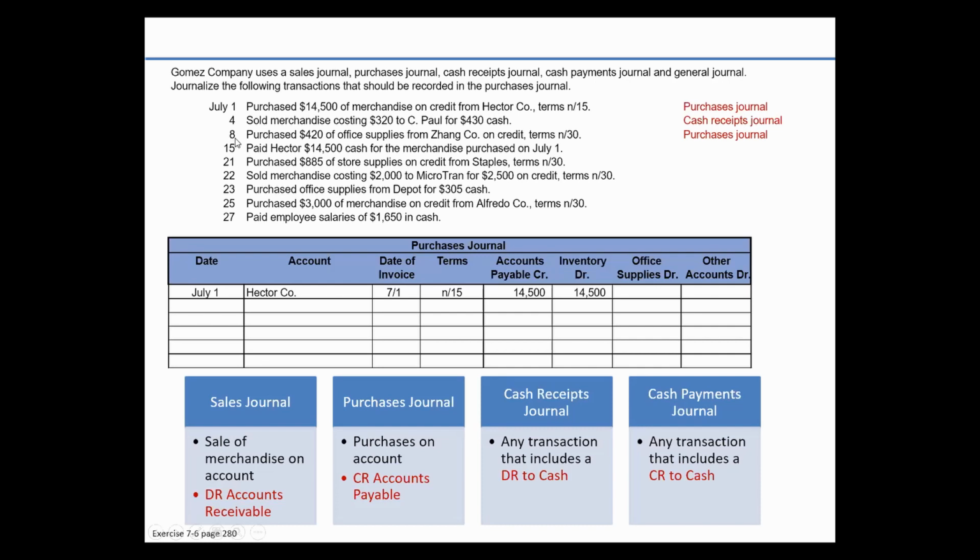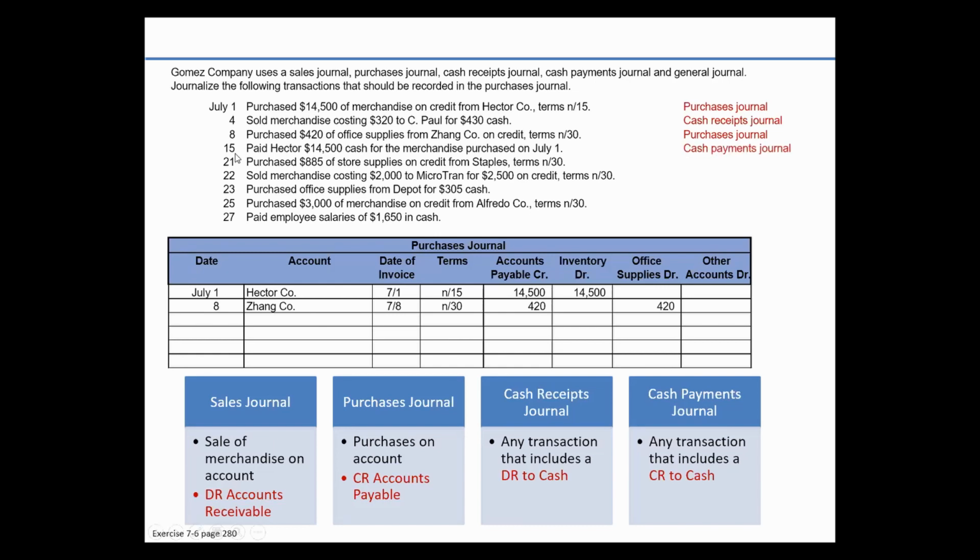Now on July the 8th, we purchased $420 of office supplies from Zhang Company on credit, and we have 30 days to pay. So that is a purchase. We purchased office supplies. And so again, July the 8th, Zhang Company, on terms of net 30, this time we would debit office supplies, $420, and then we would go ahead and credit the accounts payable for that.